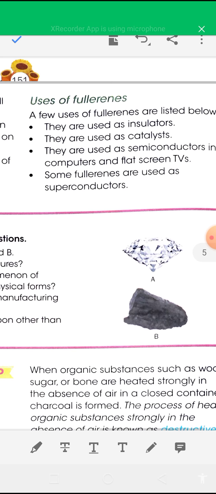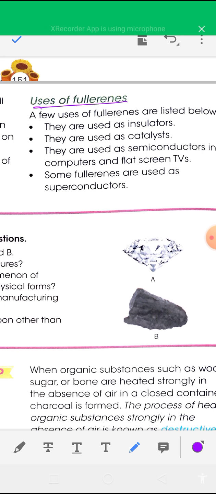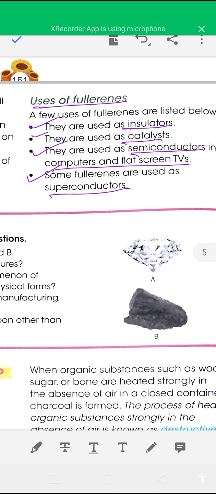Uses of fullerene: they are used as insulators. They are used as catalysts. They are used as semiconductors in computers and flat screen TVs. Some fullerenes are used as superconductors. So these are some uses of fullerene.